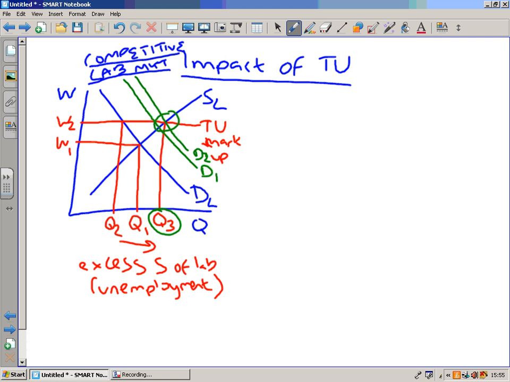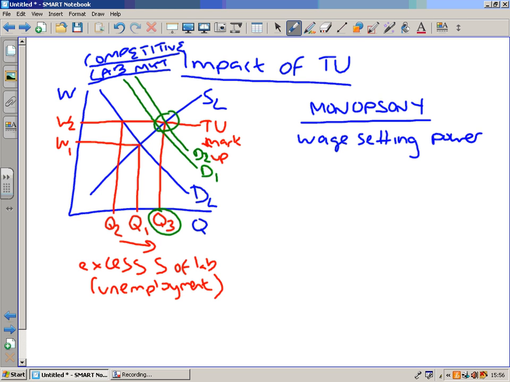What I want to look at now is the impact of a trade union when we have a monopsony. A monopsony or a monopsonist is a sole buyer of labour. So this means if you wanted a particular profession, you've only got one choice of person to work for. In effect, this gives the monopsony wage setting power. In a competitive labour market, the firms set the wages from the market. Here, though, monopsony can change their wage rates. Let's draw this diagram.